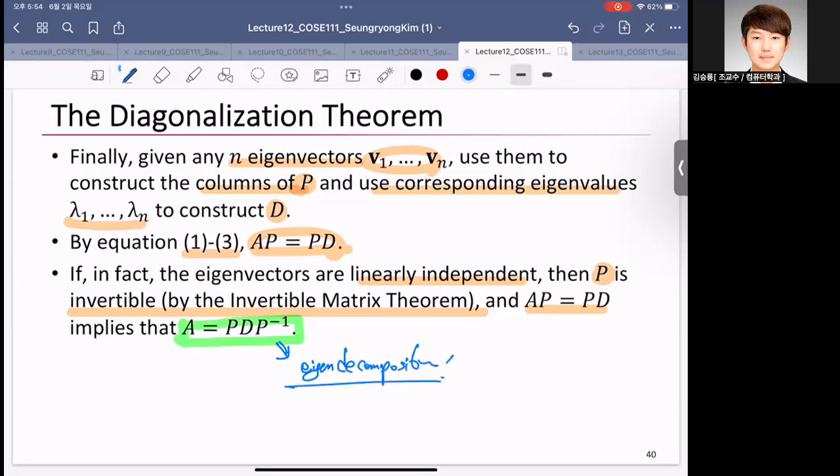Eigen decomposition. Okay? This is eigen decomposition. So, if you can find linearly independent eigenvectors and eigenvalues, you can decompose your matrix A into P D P inverse, which will be much easier to handle compared to the original matrix A. This is the diagonalization theorem.